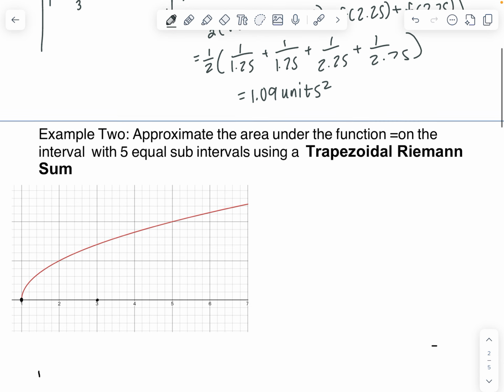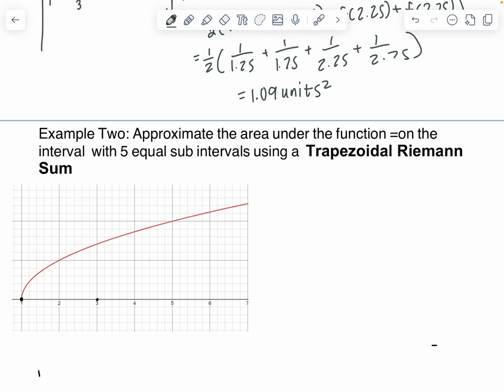Okay, next problem. So now, that was the midpoint. The next one's the trapezoid one, which of all approximations I feel is really the most accurate. But the problem is you have to find the area of a trapezoid, so you might not prefer it. Okay, so approximate the area under the curve of the function f of x equals the square root of x minus 1 on the interval 1 to 6, with 5 equal subintervals using a trapezoidal Riemann sum.